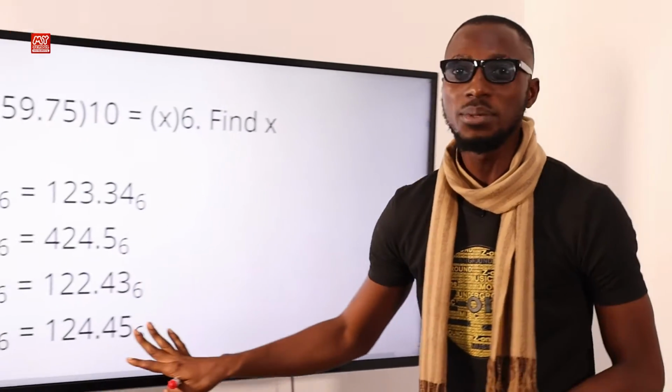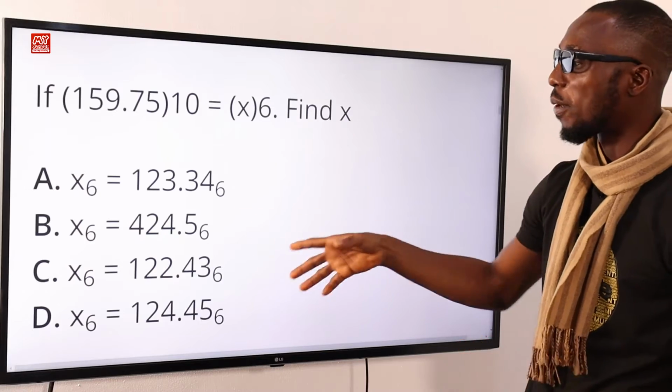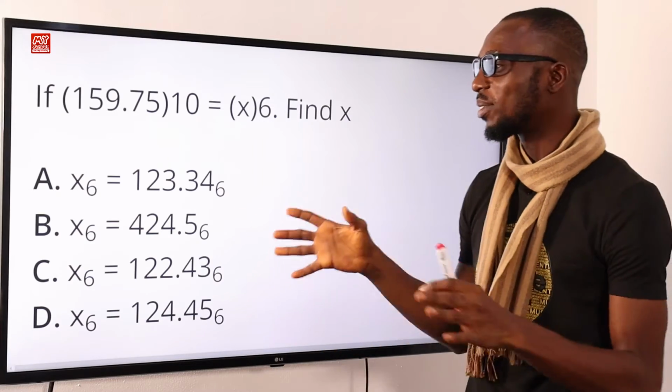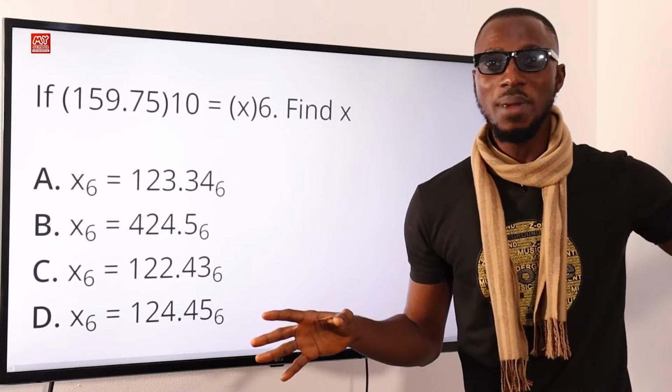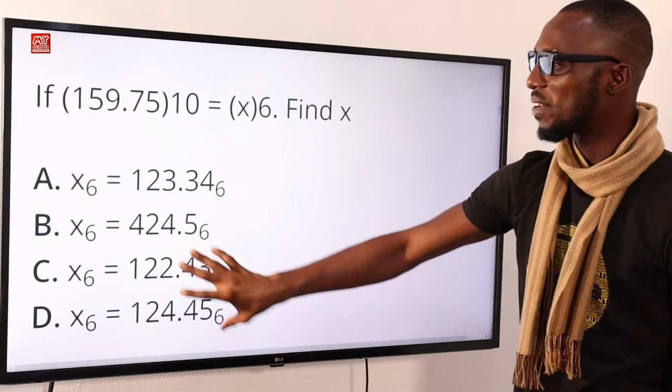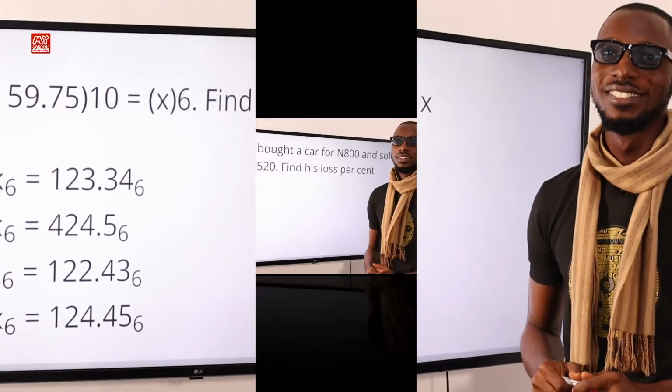So you can look up all the options provided, and you will see option B, x equals 424.5 in base 6. So remember, I did not do the conclusive check on this, but I can tell you from the range of value I got from my solving, a very quick one, I have the confidence that this is where my answer lies. So option B is a viable option.